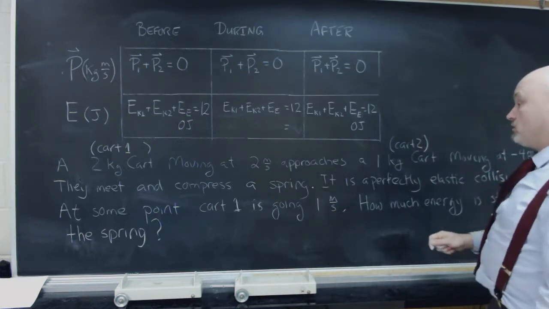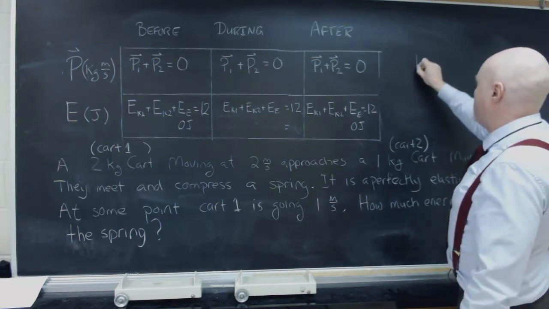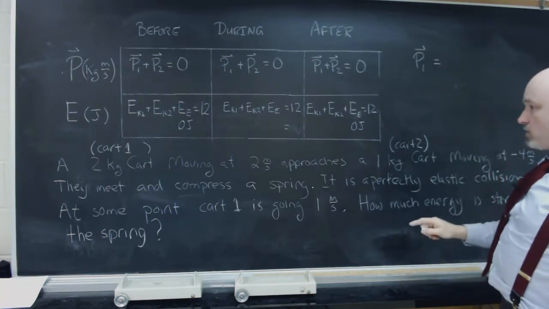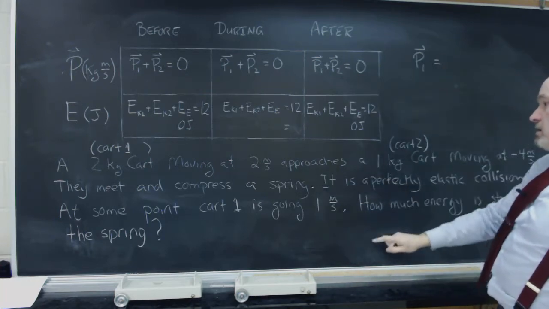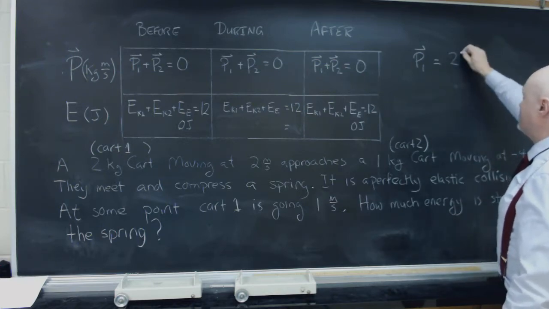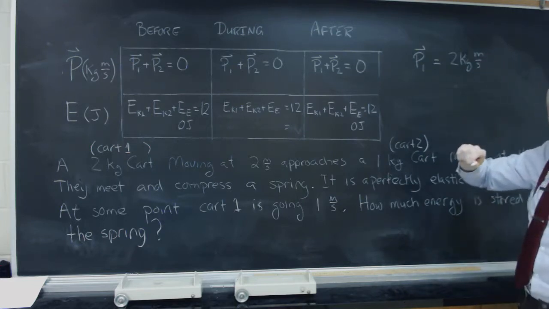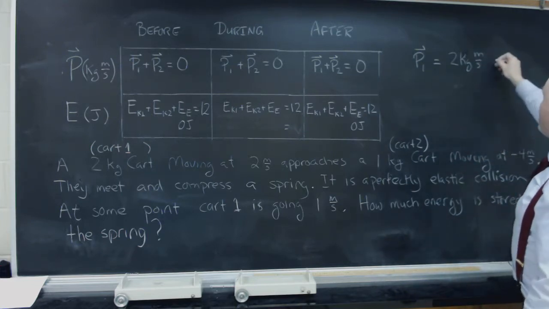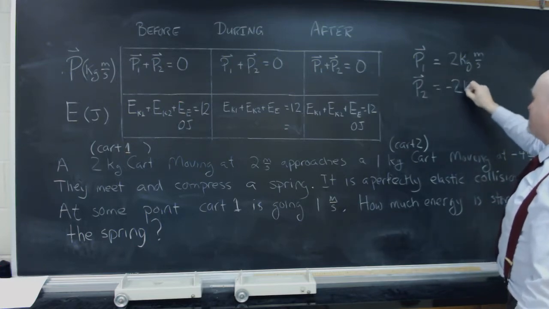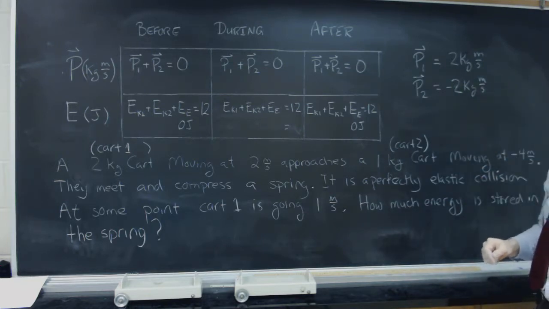Okay, so first things first, let's find out what the momentum of cart 1 is. So during this compression, the momentum of cart 1, which is 2 kilograms, now moving 1 meter per second, is 2 kilogram meters per second. Okay. That means that cart 2 must have a momentum of -2 kilogram meters per second for everything to add up to 0.